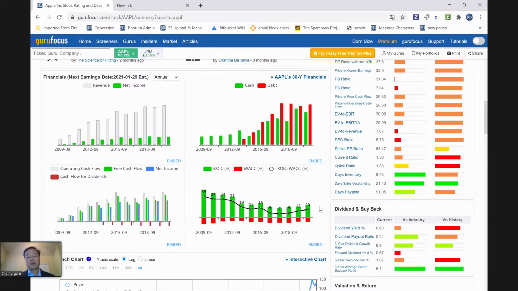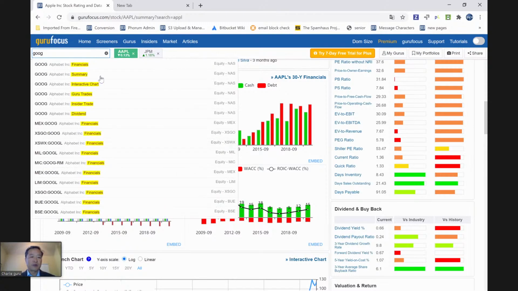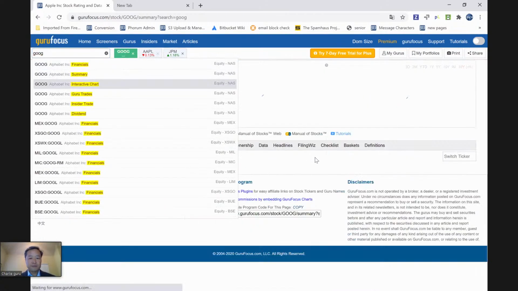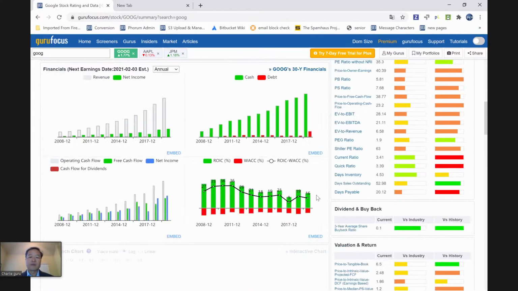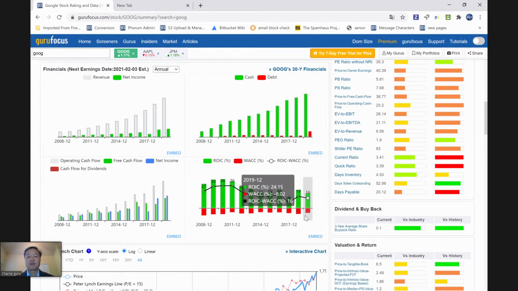And of course, it shows a very good difference between the return on invested capital and the cost of capital. Let's try another good company, for instance, Google here. Again, Google has very high return on invested capital and relatively low cost of capital. So Google can get positive returns on their capital.